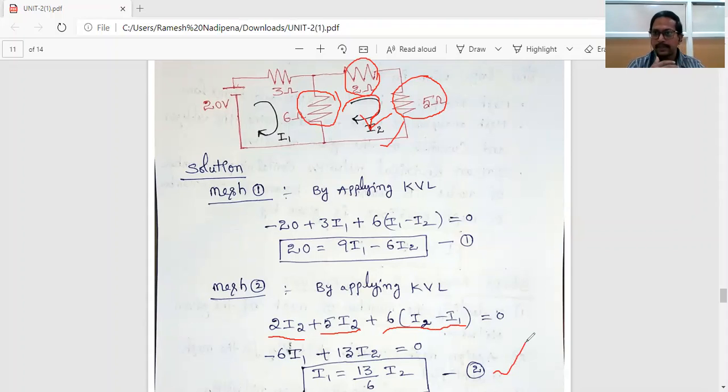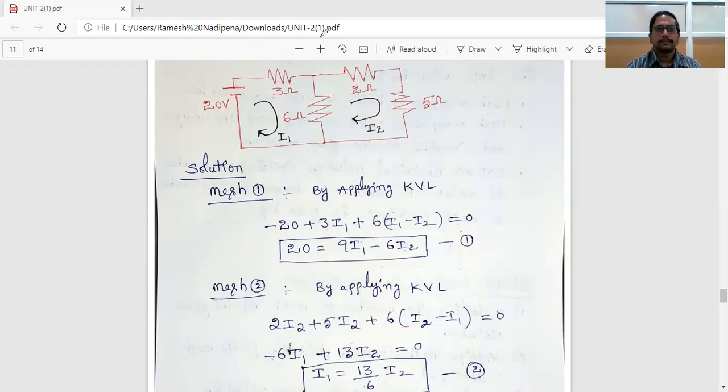What is the final step here? Step number 4. Solve the system of simultaneous equations by applying Kirchhoff's voltage law, by the application of KVL. Right? Now solve equation 1 and equation 2 to find the values of I1 and I2. Simple. Right? That is regarding mesh analysis. Okay. Now we need to discuss a few more points in this.